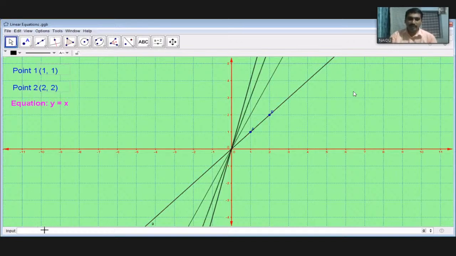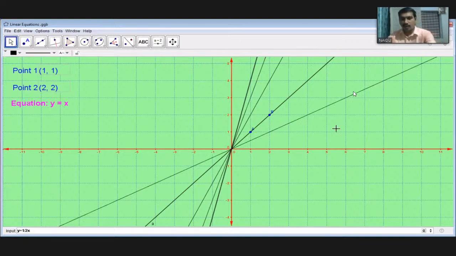And this time I am going to take a fraction: y is equal to 1 by 2x. Observe, children, 1 by 2x, so half x. Now this is the line 1 by 2x. If you observe all the lines which I have taken, y is equal to x, 2x, 3x, 4x, and half x, all are in the format y is equal to mx, some number times x.